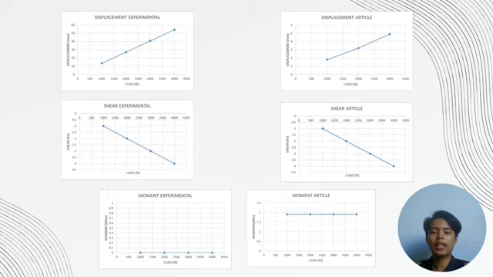Our experiment revealed the critical impact of load on beam deflection, shear force, and bending moment. Empirical data often deviate from theoretical models, underscoring the need for rigorous experimental validation. Understanding this difference is vital for reliable structural design and safety.